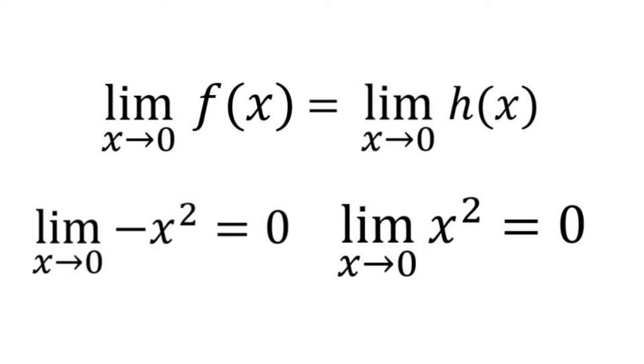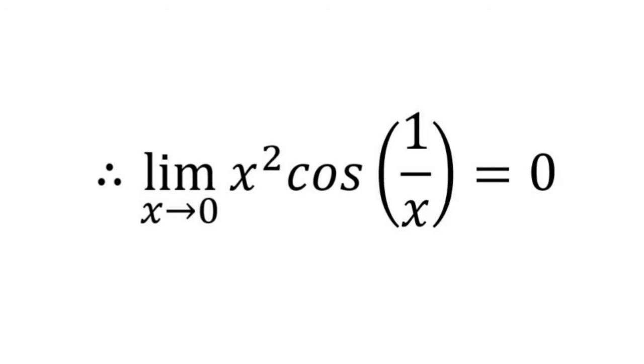Now if you recall, in order to use the squeeze theorem, the limits of f of x and h of x must be equal. In our case, we can use squeeze theorem because the limit for both as x approaches 0 is equal to 0. Therefore, the limit of our original equation, x squared cosine 1 over x, as x approaches 0 must also equal 0.